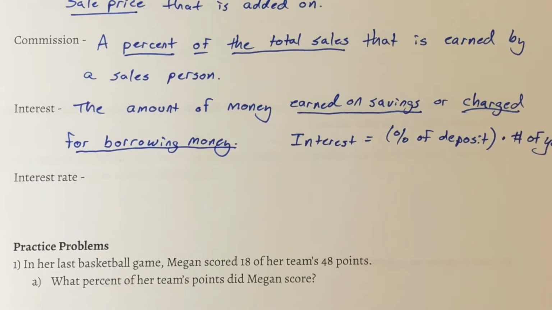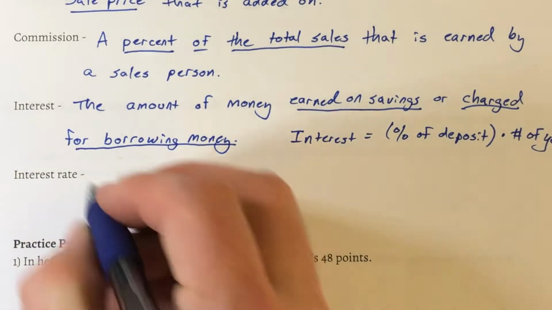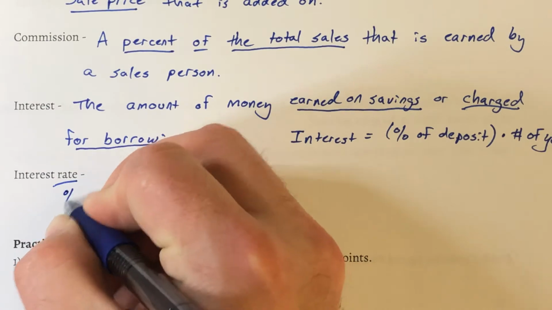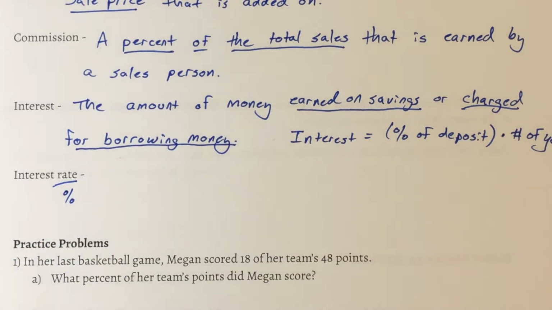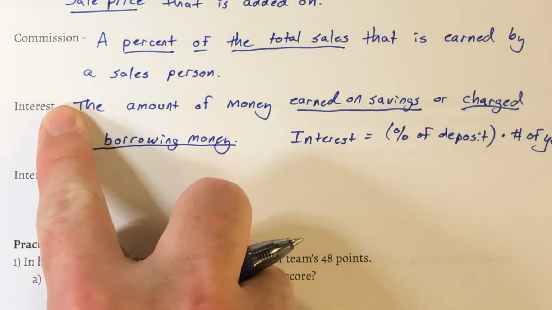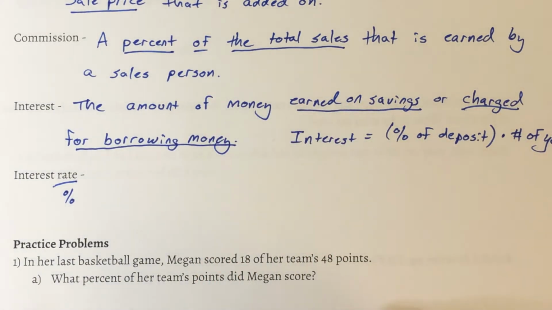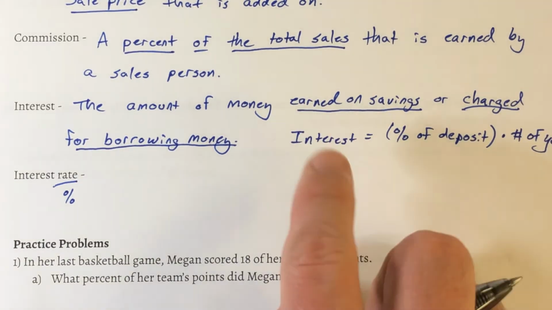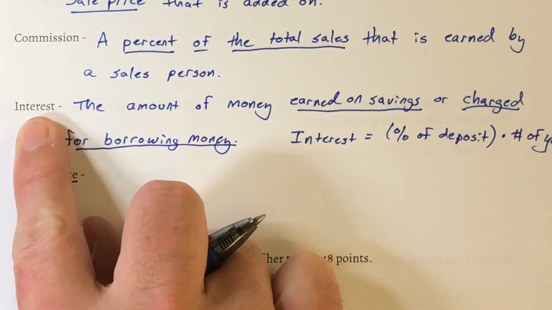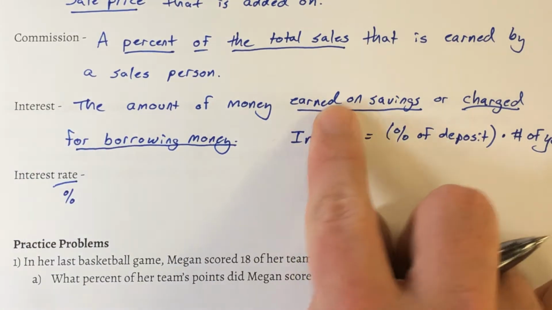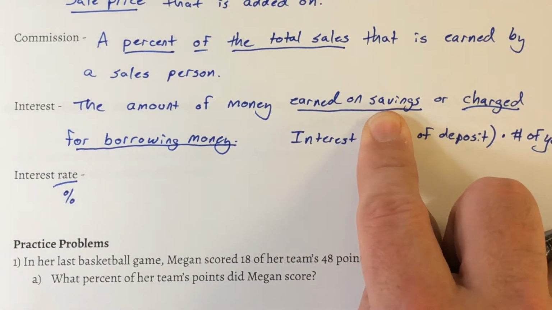Next one, interest rate. The word rate is implying percent. So interest is the amount of money you earn on savings. For example, let's say you have money in a bank account and it earns you in 1 month $3. I know, wow. That $3 is called your interest. It's how much you are earning because you have money in a savings account.